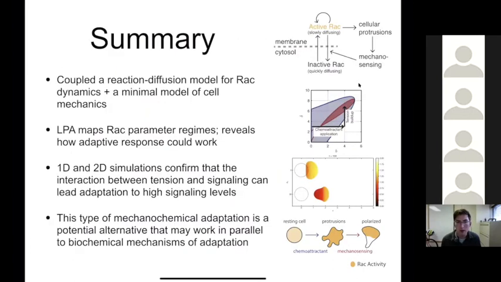Okay, so just to summarize, we coupled a reaction diffusion model for Rac dynamics and a minimal model for cell mechanics, both in 1D and 2D. We understood how this signaling dynamics shows us how this adaptive response could work, and that these 1D and 2D simulations confirm that these cells can actually adapt to these high signaling levels. I just want to emphasize that we're not saying that this is definitely what happens. There's many other biochemical mechanisms for adaptation, but this is another pathway that can be explored.